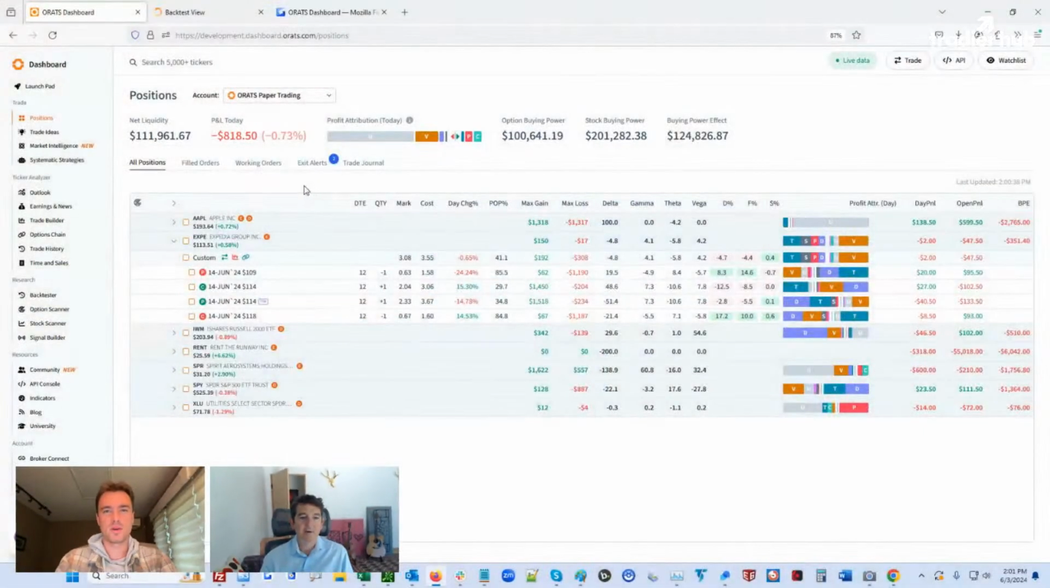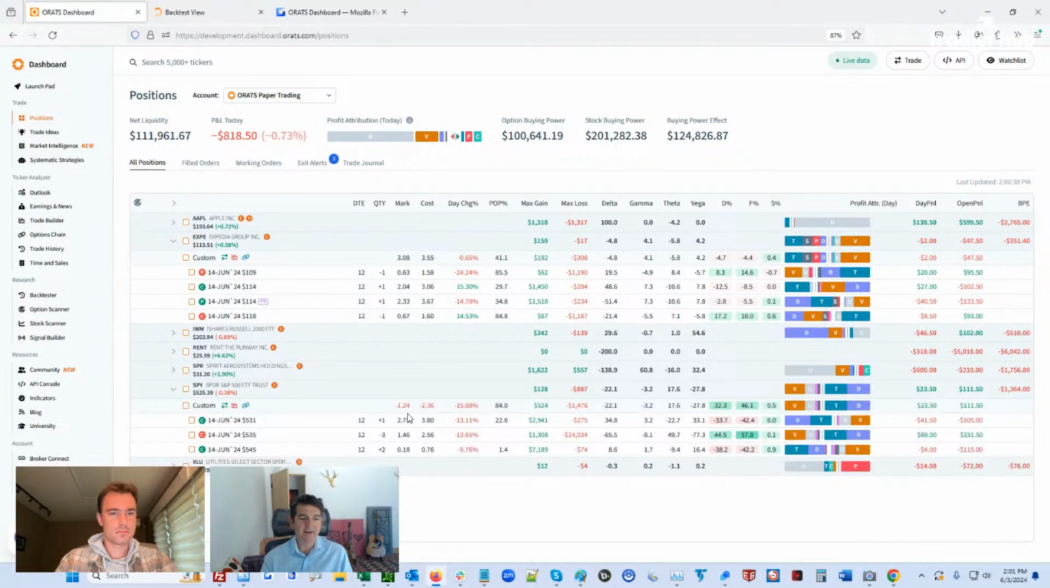Before we get started, Matt, do you want to share your screen and go over our positions from the last few weeks? Sure. We took last week off for the holiday. We had Expedia on. We're still a little bit below break even, but we're hoping for it to get a move. We still have 12 days left. We had SPY. That's doing well.